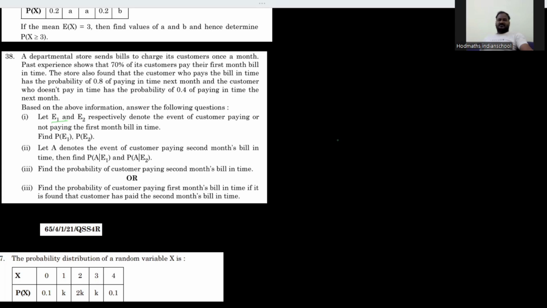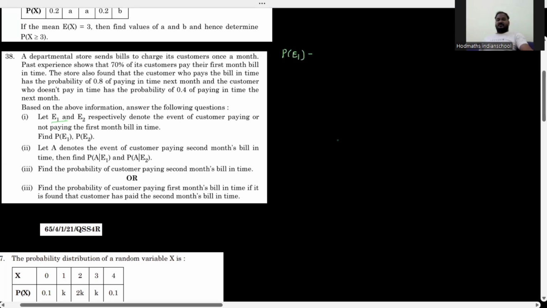So it is understood what E1 and E2 are, and it was given clearly in the problem itself. Let E1 and E2 respectively denote the event of customer paying or non-paying the first month bill. So if E1 denotes the event of customer paying the first month bill, then what is the probability of E1? It was given very clearly. Probability of E1 is equal to 70%. So 70% is nothing but 70 divided by 100, which is equal to 0.7, or else you can even write it as 7 divided by 10 also.